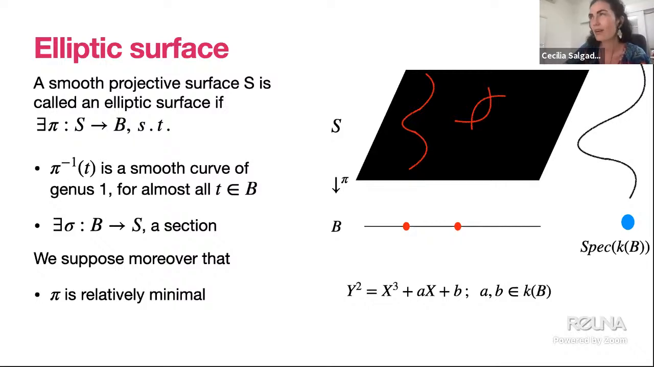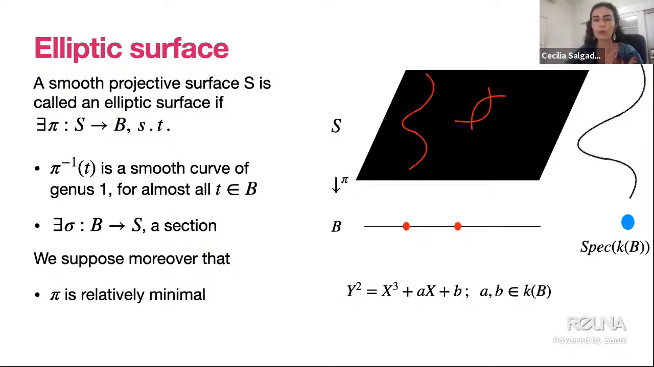It's a genus one curve for now over the function field of B, over KB. I'm going to tell you what K is very soon, what kind of field we're going to be working on. But for now, just any field K would work. And moreover, I said I have a section. So let me draw this for you.